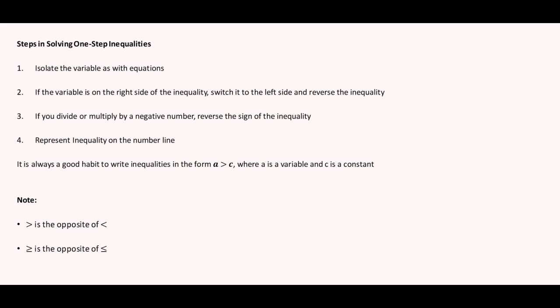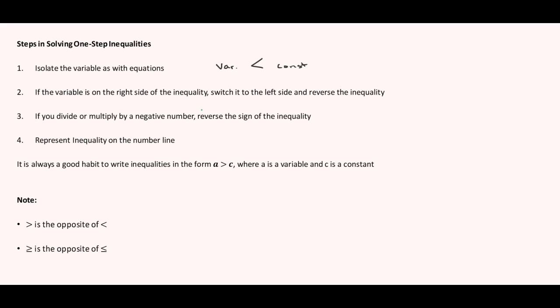We want to first isolate the variables as we do with equations. And what that means is that we're going to move all the variables to one side of the inequality. So we want to move variables right here, and then we're going to move constants right here, or vice versa. And then after that, if we have the variable on the right hand side, we want to switch it to the left hand side. But what that means is when you switch to the left hand side, you're also going to switch the inequality.